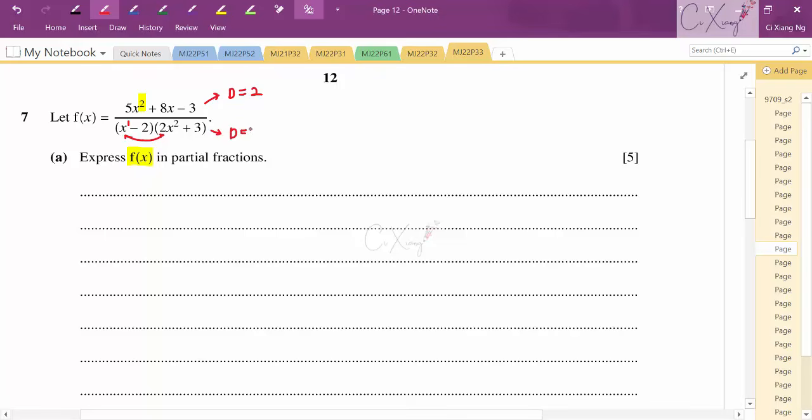Since the degree of the numerator is smaller than the degree of the denominator, this is a proper fraction. When you have a proper fraction, we can straight away expand it into partial fractions. So this is what we have here.